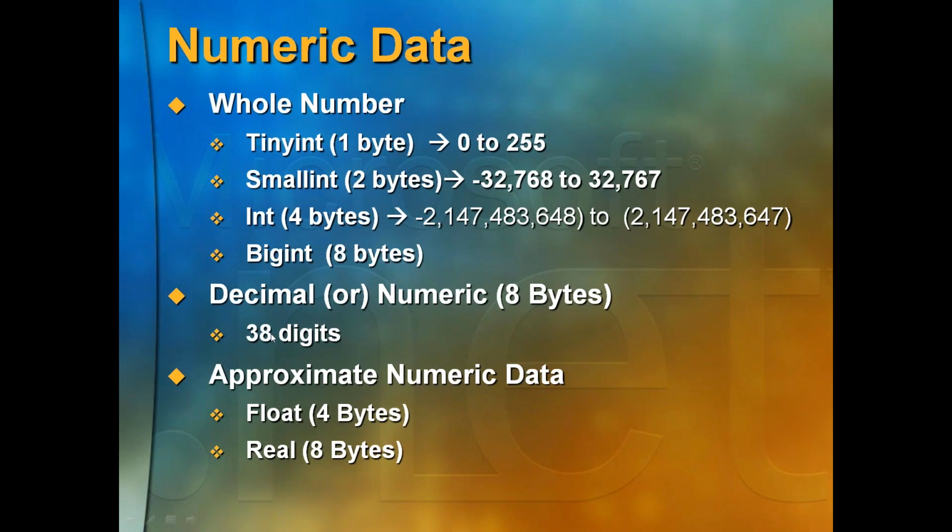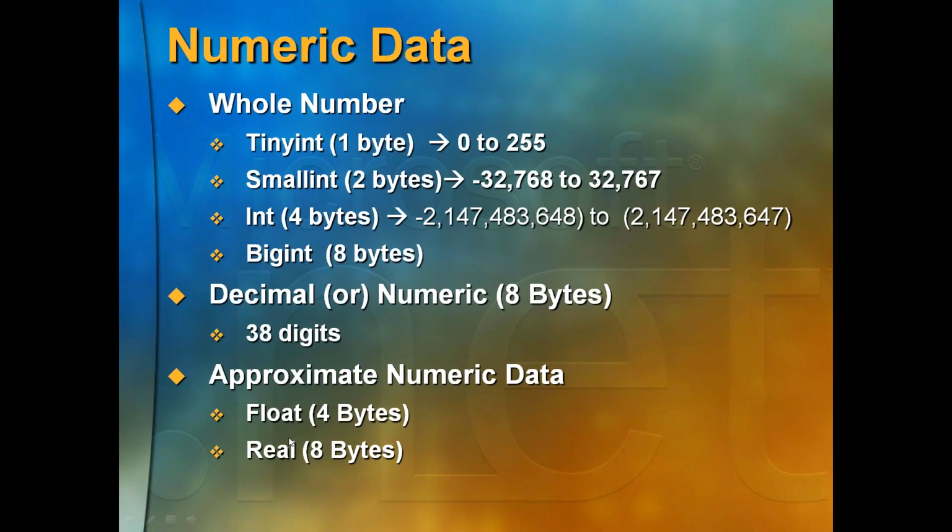And we have decimal data. Decimal means decimal data, whether negative numbers or positive numbers. You can have 38 digits before the decimal or after the decimal. Put together, you can have a maximum of 38 digits.